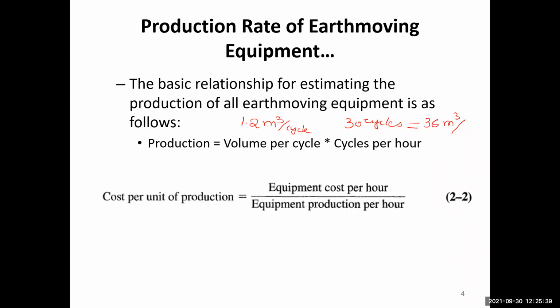Can you tell me, just by looking at these units, the unit of production? Per hour. Yes, 36 cubic meter per hour. So that means the production will be 36 cubic meter per hour.